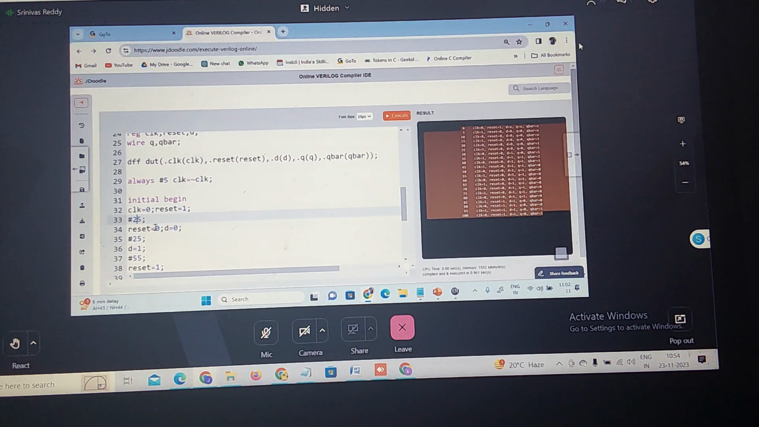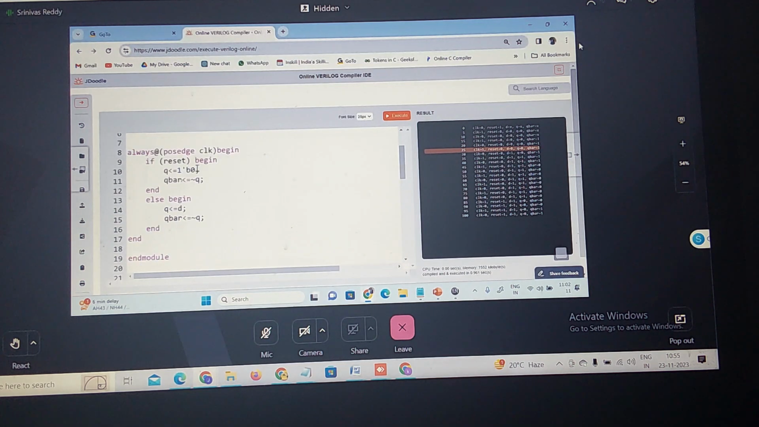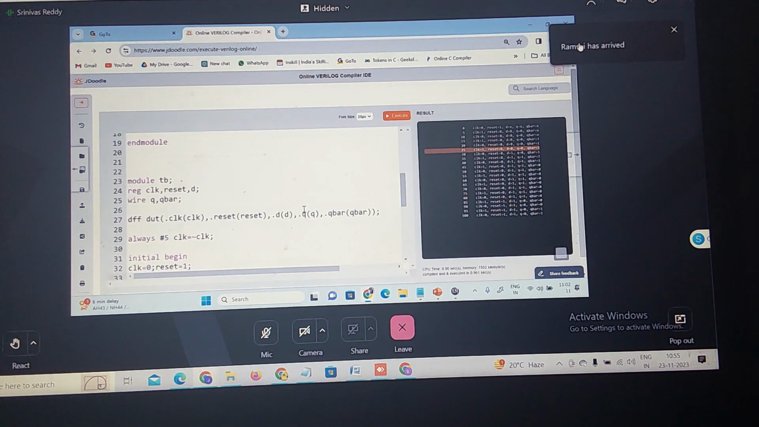So instead of that, what I'm doing at time 25? I'm making reset equal to 1. When reset is equal to 1, what are we doing in the program? We are assigning Q to 0 and Q bar to 1. Now let us analyze this program.